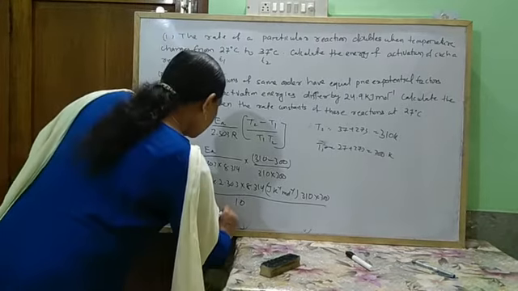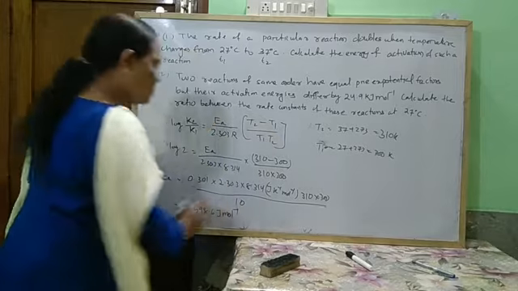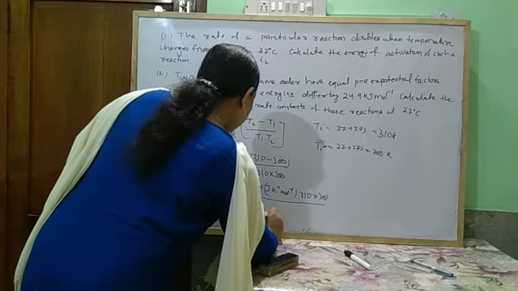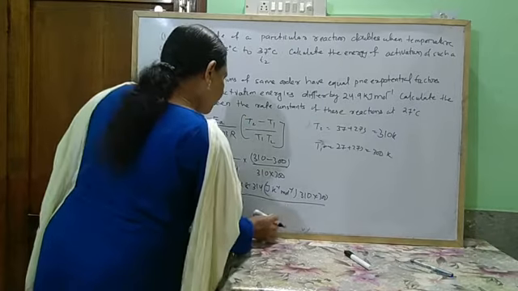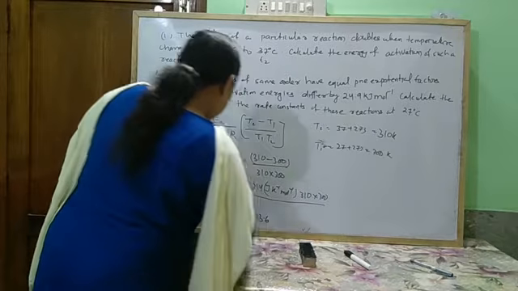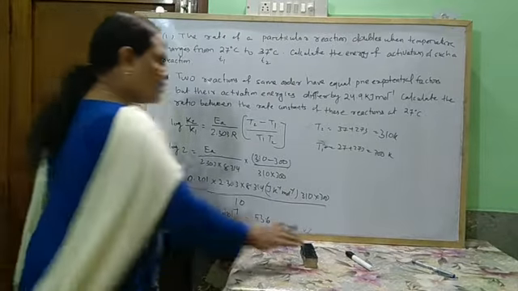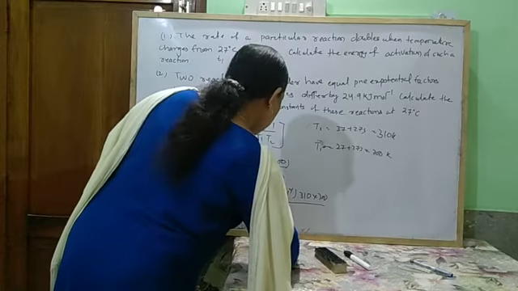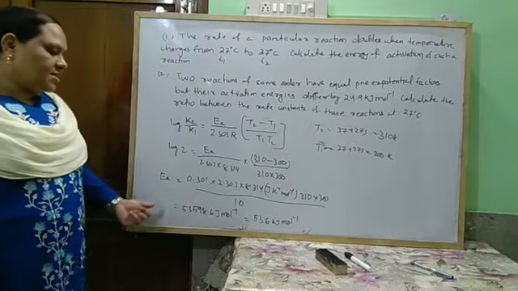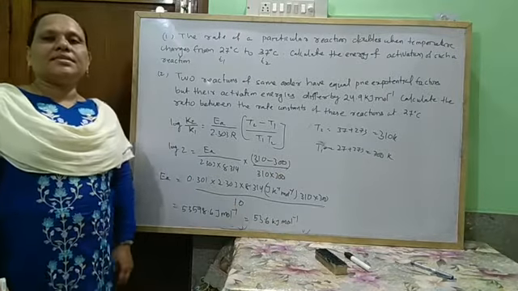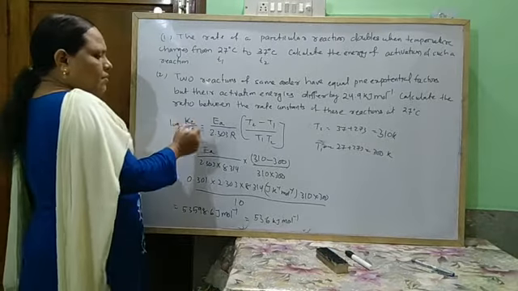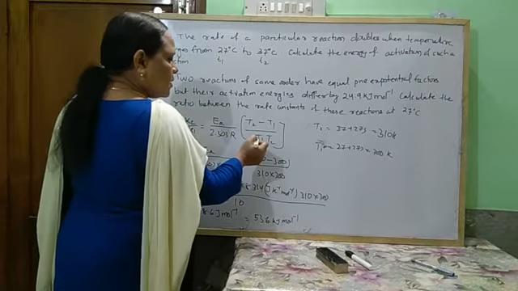53598.6 joule mole inverse, that is 53.59, so 53.6 kilojoule mole inverse. So the activation energy is 53.6 kilojoule mole inverse. In this way, different terms K2, K1, EA, R, T2, T1 are given.